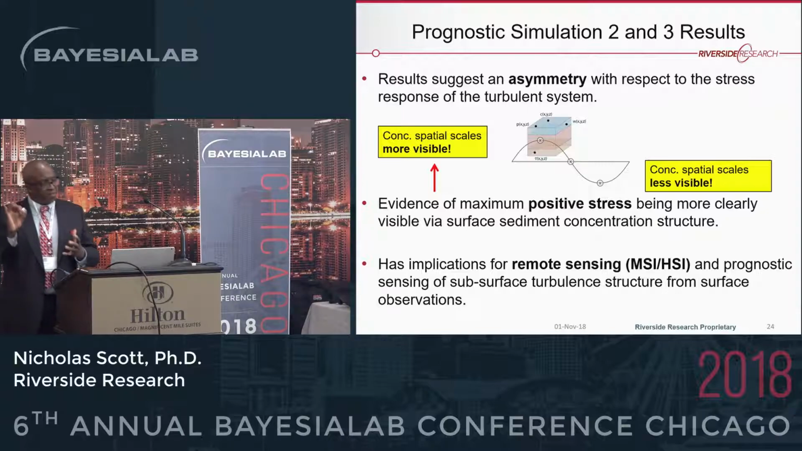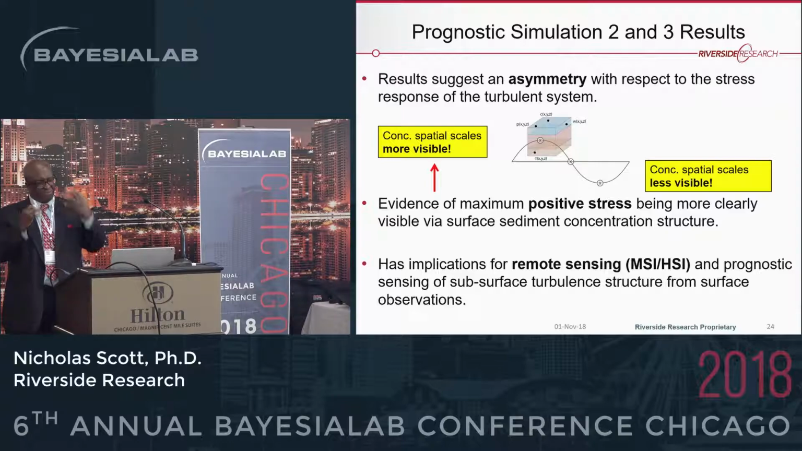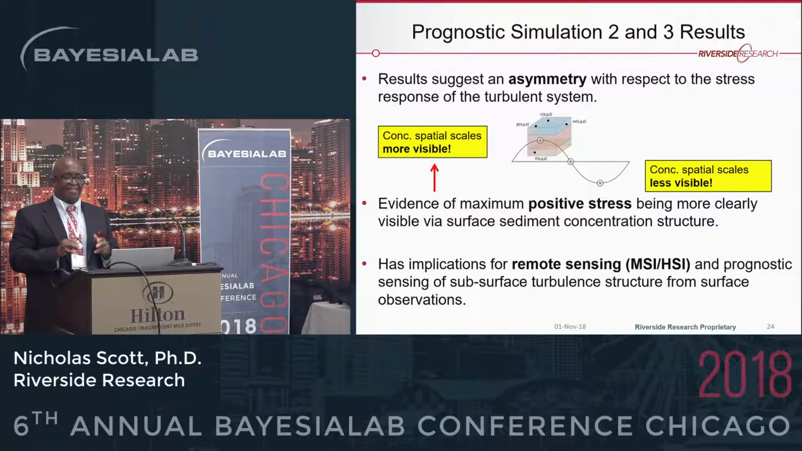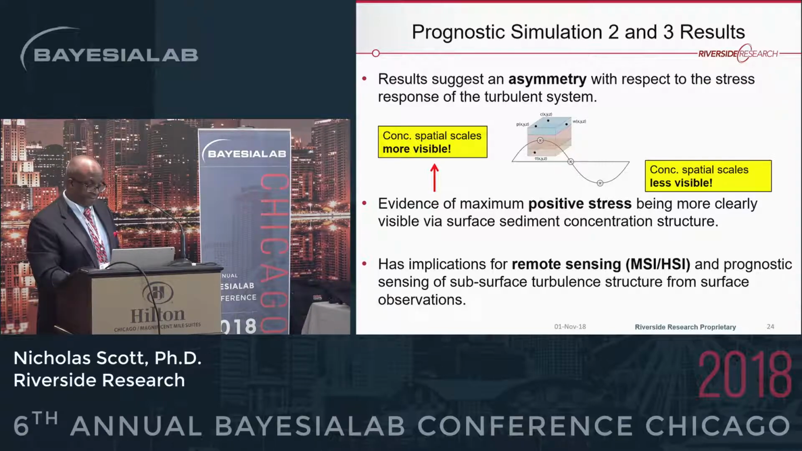It's not that structures are not there when it's coming out, but from the perspective of a sensor, sensors have a preference for being able to pick out the large scale structures. So you should probably look at that time when the tide is going in. Again, the tide being like a pressure gradient. Again, this has implications for remote sensing of MSI and HSI.